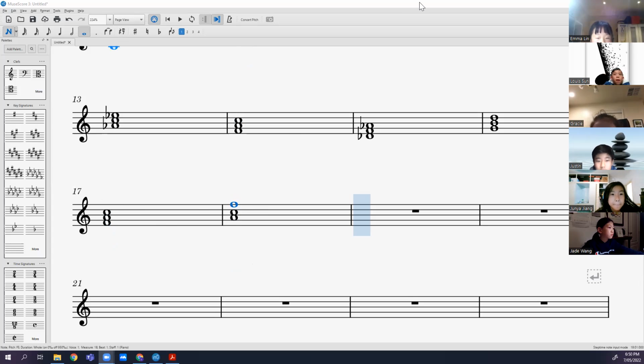Okay, I'll share my computer sound so you guys can hear the aural difference between the root position and a first inversion.